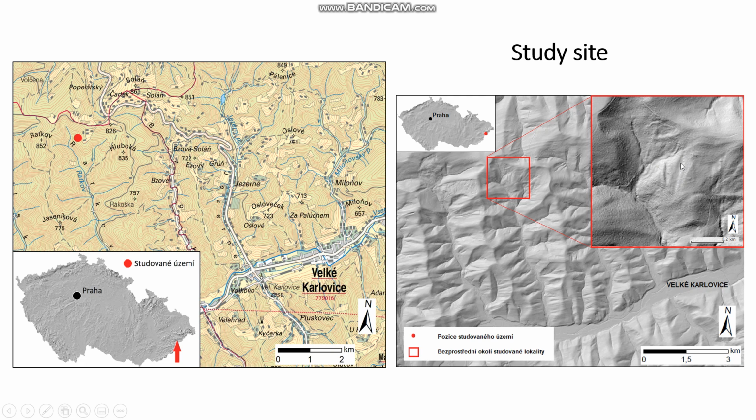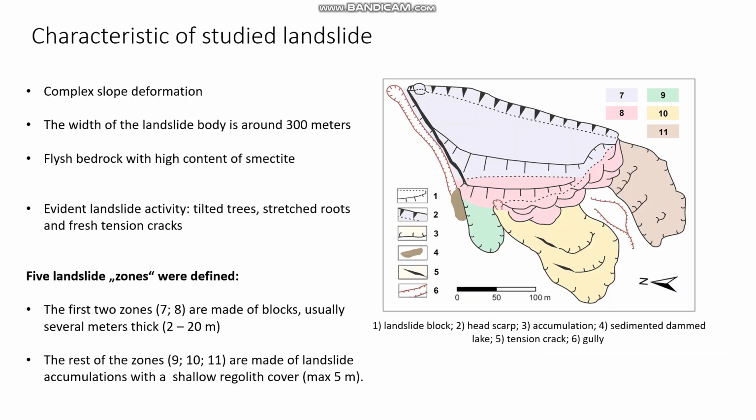There is a distinct headscarp, two blocks, and accumulations. There are not only landslides in the area. Here is the debris flow path and earth flows. As I mentioned, the studied landslide may be classified as a complex slope deformation. It's bedded into fresh bedrock. I made a simplified geomorphologic map, as you can see here on the right. The landslide has a distinct several meter high headscarp, and it's made of blocks and landslide accumulations.